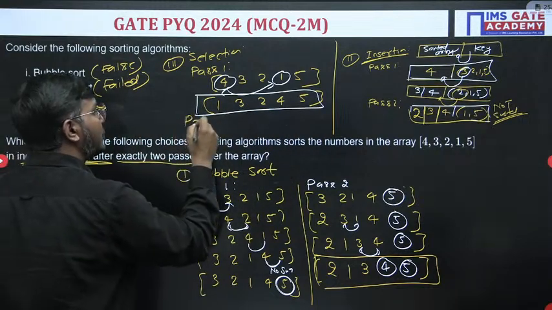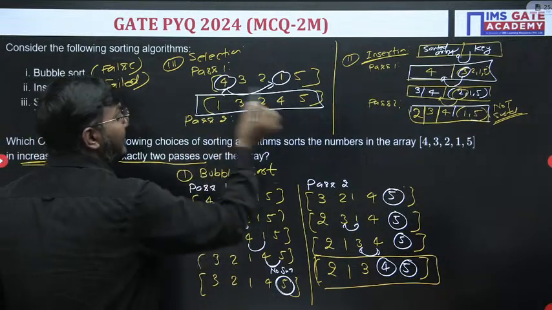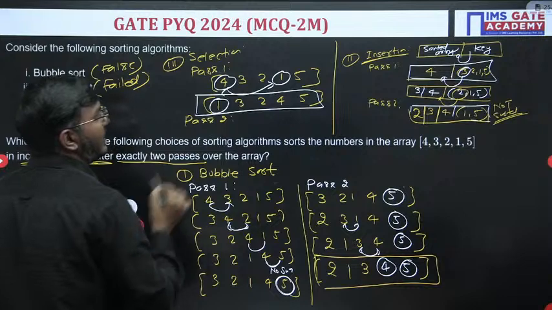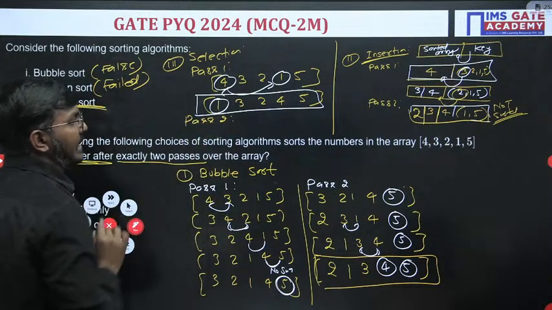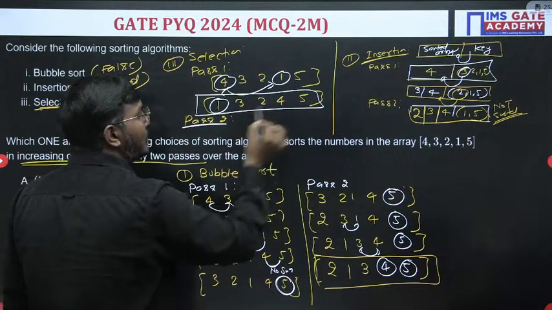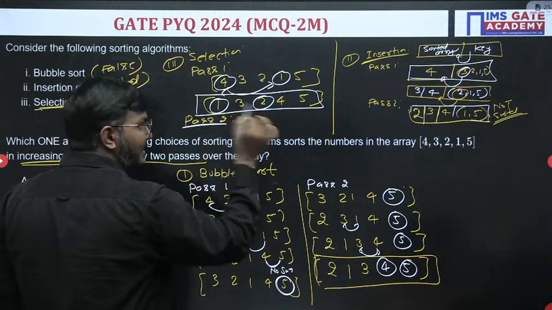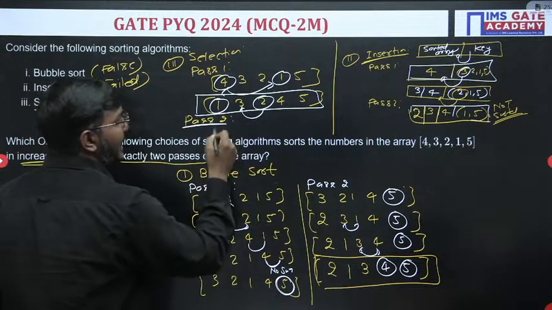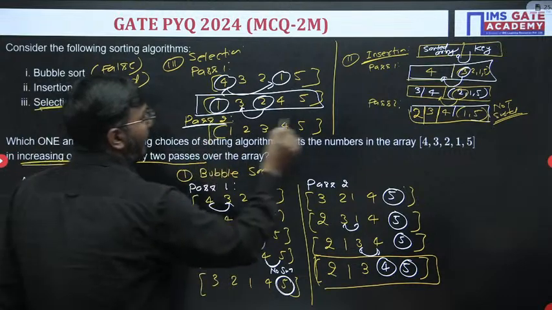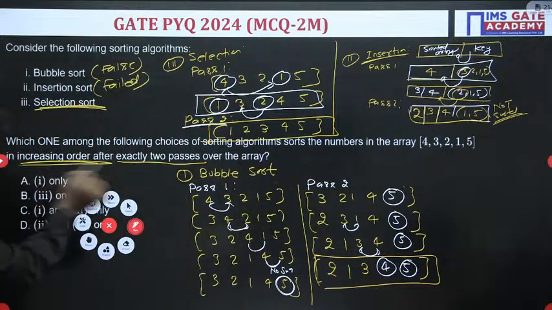Then in pass 2, it finds the index of the second minimum element and swaps it with the second position. In the first pass, the minimum element was fixed at the first index. In the second pass, we find the second minimum, which is 2, and swap it with the 3. So the result of the second pass is 1, 2, 3, 4 and 5. If you check clearly, after the second pass the array is sorted in increasing order. Understood?